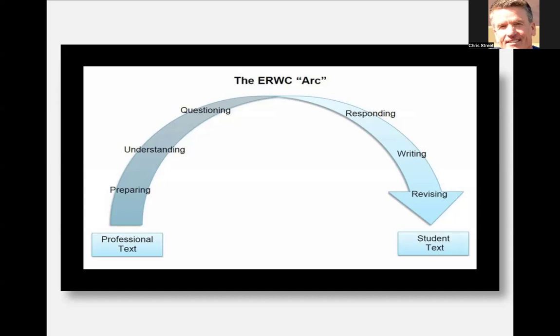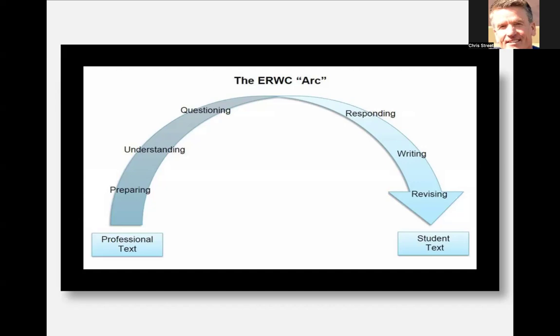So every single piece of curriculum for ERWC always starts with a piece of professional text on the far left-hand side of the arc. This is text written by a professional that the students are going to be reading. No matter what kind of text it is, this arc helps remind us that we need to guide students in the reading of that text so that they can really understand it. So we need to prepare them for reading. We need to help them understand the reading. We need to help them and give them permission on how to question the text.